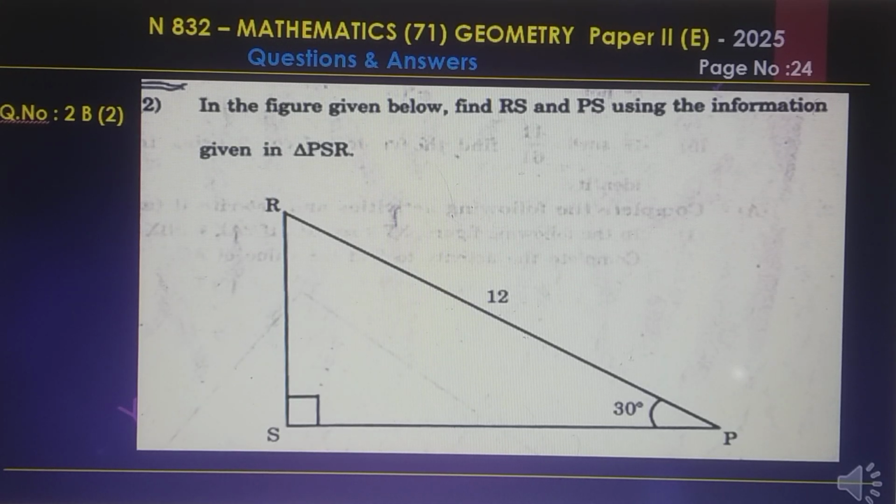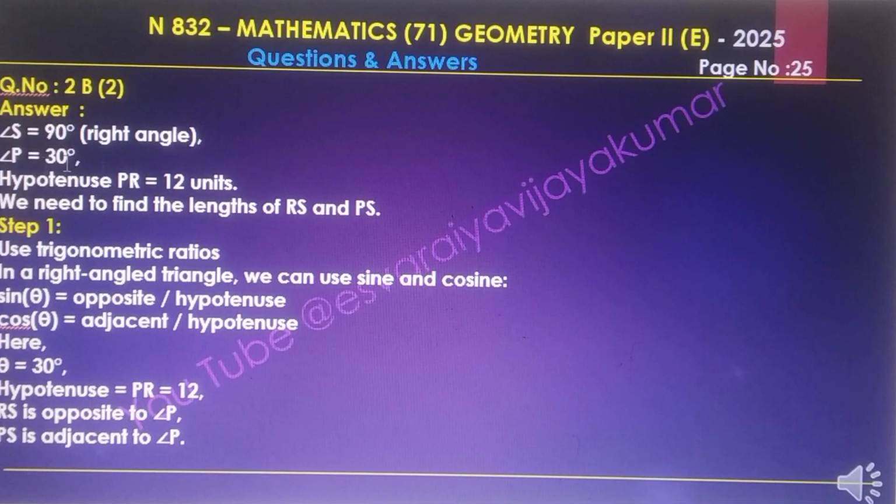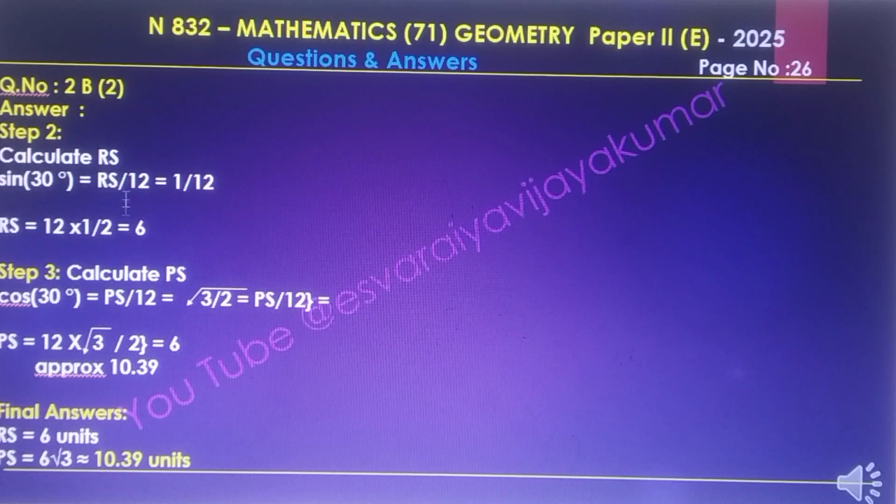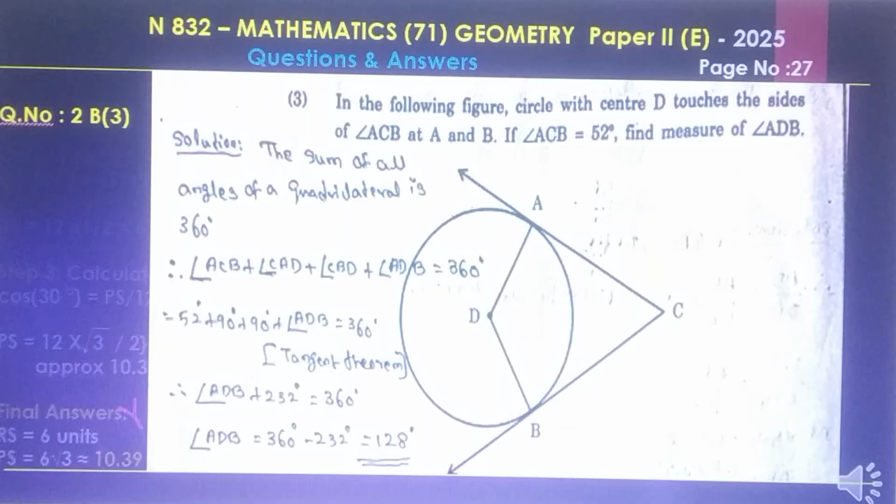And in the figure given below, find RS plus PS using the information in triangle PRS. The answer to this question is here. We are mentioning angle S 90 and P equal to 30 degrees, and using trigonometric ratios, sin theta equal to opposite by hypotenuse, cos theta equal to adjacent by hypotenuse. Here 30 degrees, PR equal to 12, and RS is opposite to angle P and PS is adjacent. Then finally we are getting the calculations of RS and PS equal to 10.39 units. That is the final answer.